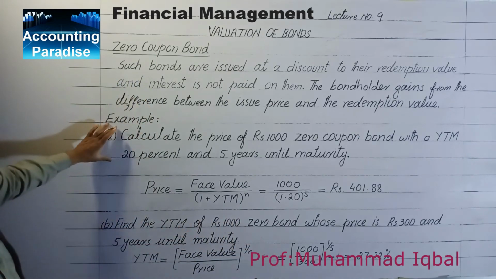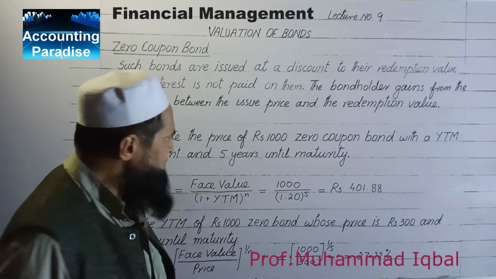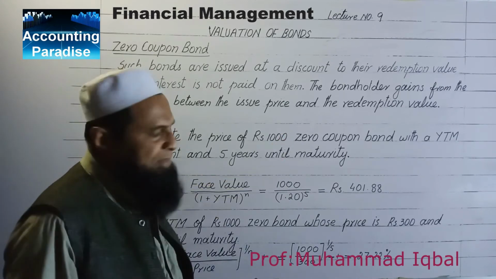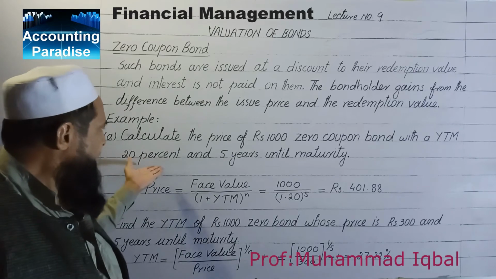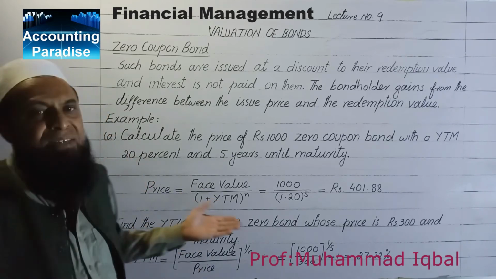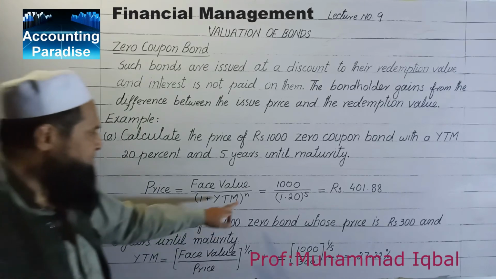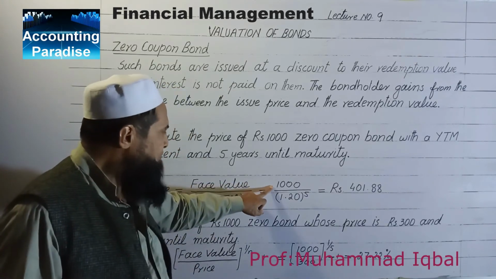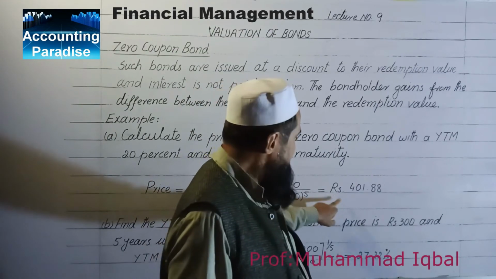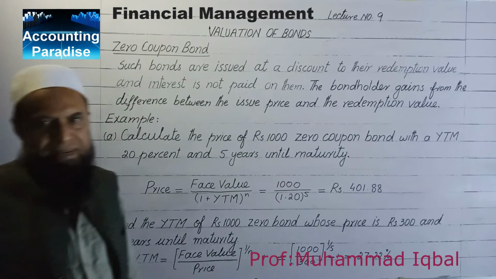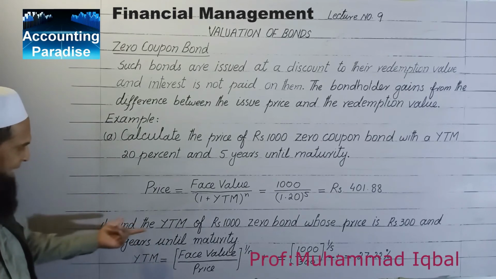First, part A of the example: calculate the price of a rupees 1000 zero coupon bond with a YTM, yield to maturity, of 20% and 5 years until maturity. It is a 1000 rupees bond, but what is its price now? If today its YTM is 20% and it matures after 5 years, what is the formula? Price is equal to face value over 1 plus YTM raised to the power n. Face value 1000, YTM 20%, until maturity 5 years. Today's price is 401.88.